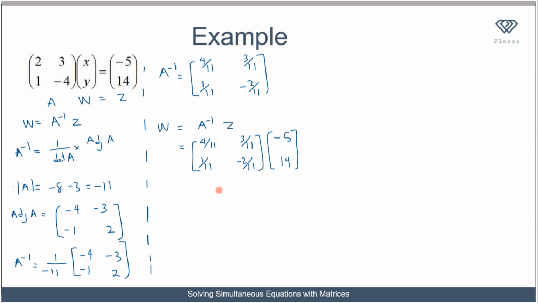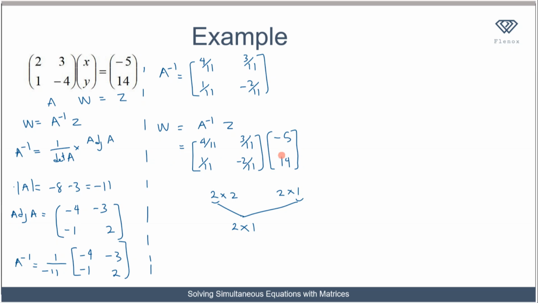Now if you look at this, this is a 2 by 2 matrix, while this is a 2 by 1 matrix: you have 2 rows and 1 column. For multiplication of matrices to occur, the number of columns in the first matrix must equal the number of rows in the second matrix. Here we have 2 columns and here we have 2 rows, so we can multiply these two. The product takes the number of rows in the first matrix and the number of columns in the second matrix, so it is going to be a 2 by 1 matrix. I'm going to have 2 rows and 1 column.